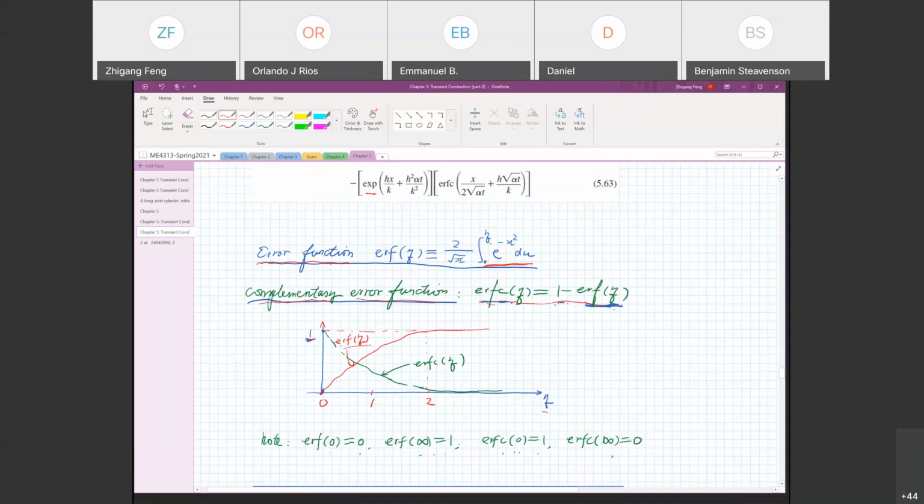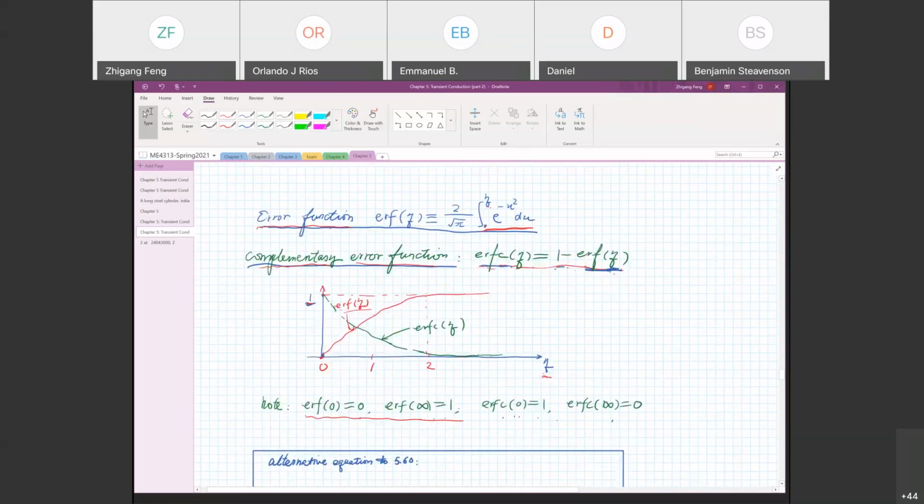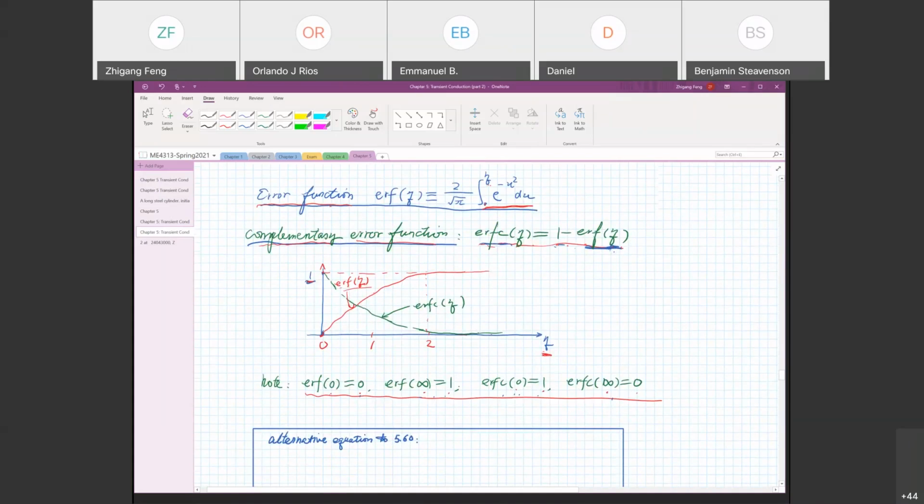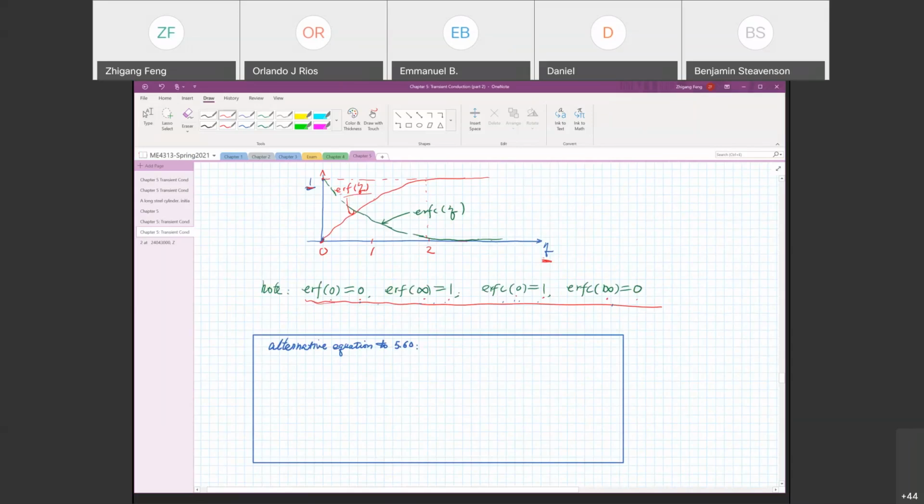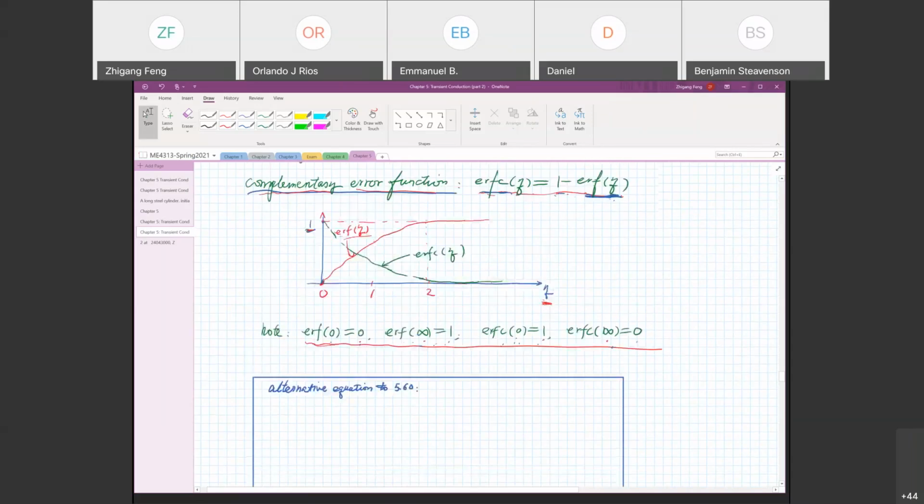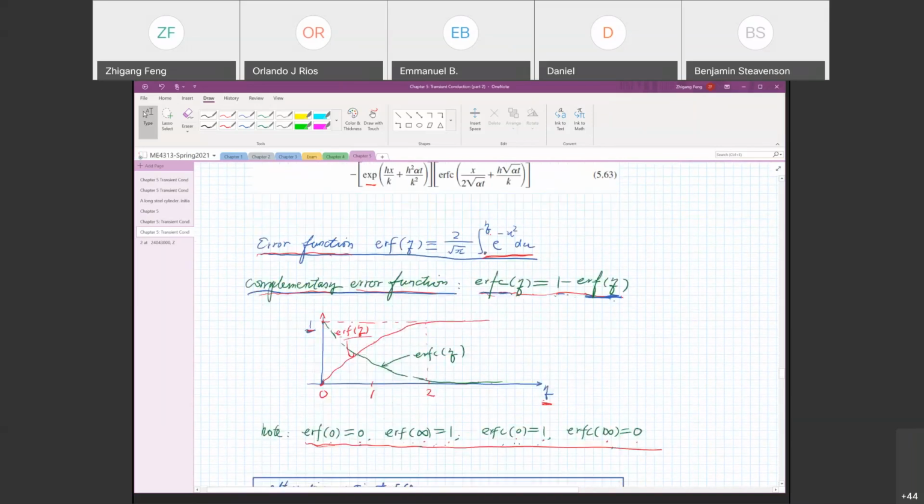The complementary error function is just 1 minus the error function. So at eta equal to 0, the complementary error function is 1. As eta approaches infinity, the complementary error function approaches 0. So these are the special cases: the error function at 0 is equal to 0, and at infinity it's equal to 1. For the complementary error function, at eta equal to 0 it's 1, and at infinity it's 0. There will be one question asking you about the error function and the complementary error function.